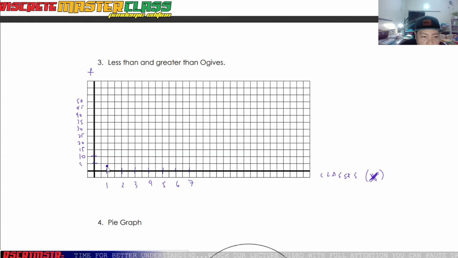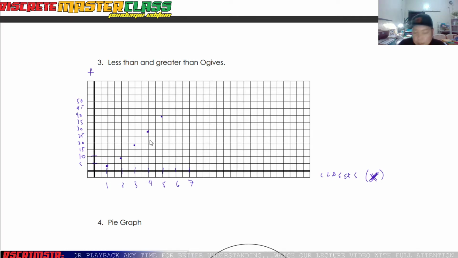Okay? Yung 2 nandito. Less than 5 but greater than 0. Somewhere here is your 2. Next is 8. That's less than 10. Okay? Next is 17. 17 is less than 20 but greater than 15. Somewhere here. Class 4, 27 is here. Okay, next is 39. 39 is malapit sa 40.